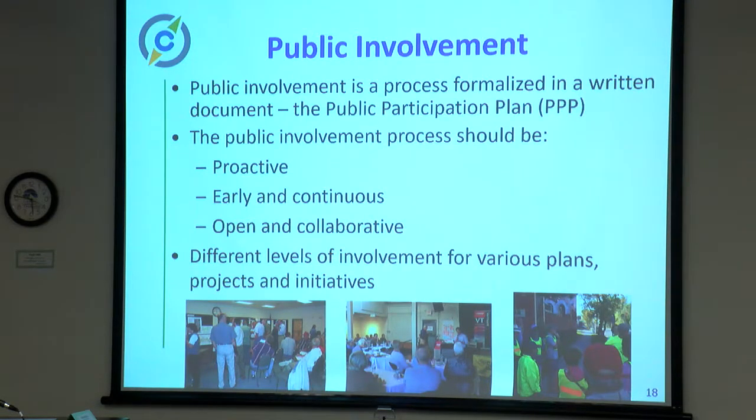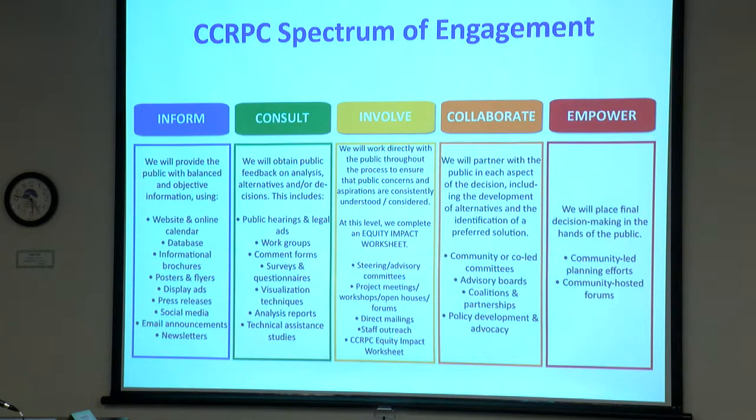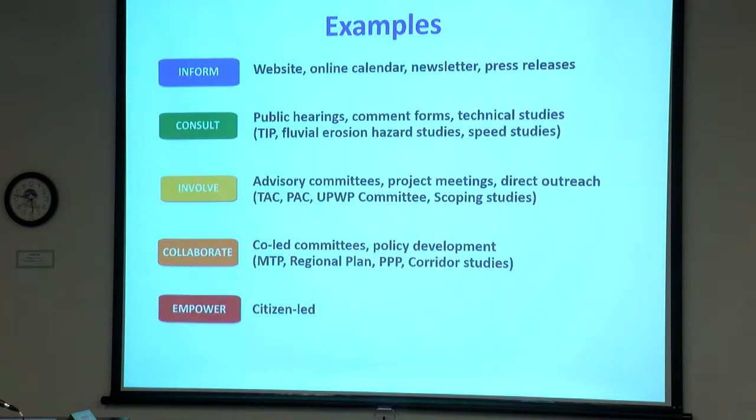And there are different levels of involvement depending on the type of project that we're working on. For example, in our rewrite in 2014, we are using the spectrum of engagement, which came from a national public participation organization. We thought it fit well and would help us determine what levels of engagement we wanted to do depending on the type of project. For example, if we are just putting stuff on the calendar, on our website, if we're putting out a newsletter, that's just forward-facing stuff, right? We're just informing the public about what we're doing.